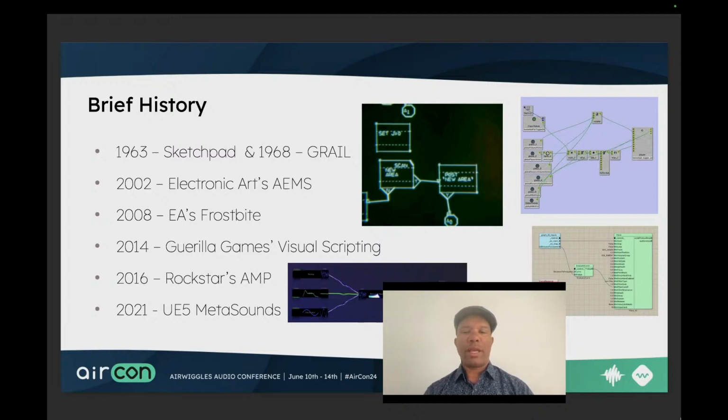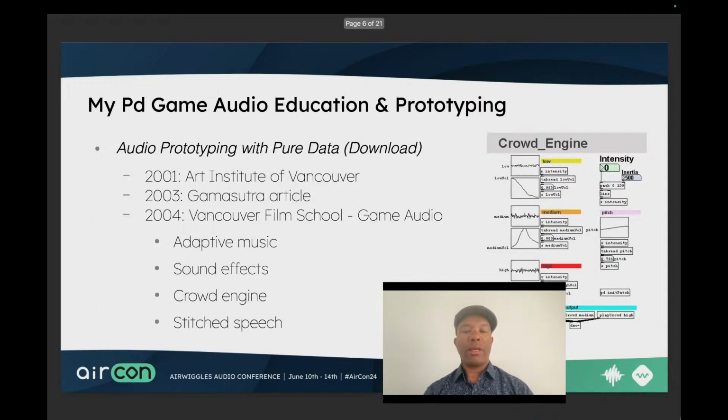And same thing for Guerrilla Games' visual scripting in the bottom right here. It's also a similar system. And then Rockstar's AMP is in the bottom left, and as you can see, the audio cables are actually moving around and going between the different boxes, which is kind of cool, and that's running at audio rate. The idea was to make it look fun and interesting to use. And then we'll be looking a lot at Unreal's MetaSounds, which works with audio specifically.